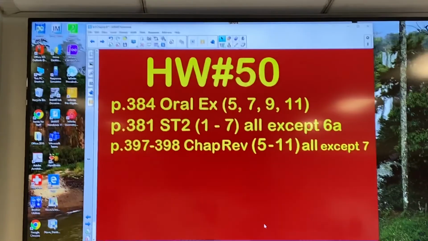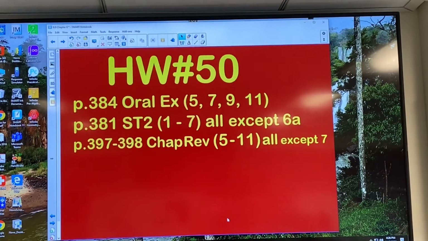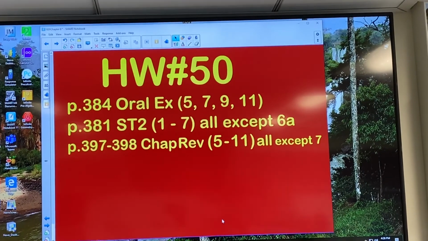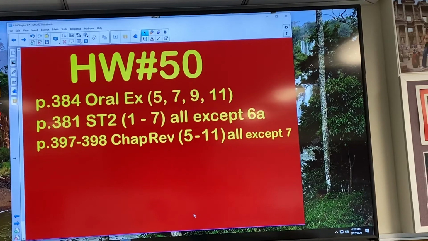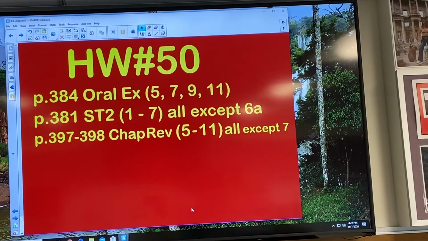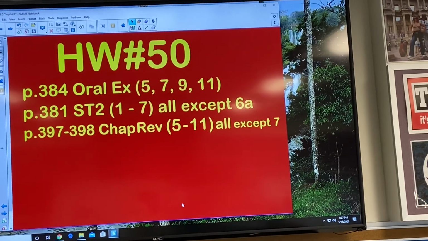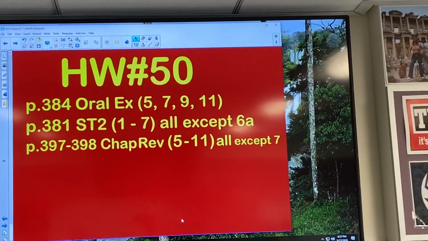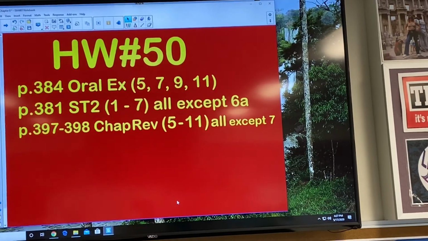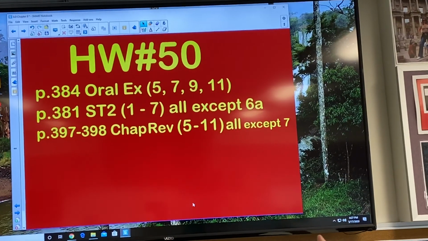First page, page 384, oral exercises 5, 7, 9, and 11. Now, oral exercises tell you find the possible rational solutions. Then on that same page, the written exercises say now go ahead and use that to solve the equations. I'm not making you do that part right now. I'm just having you list the possible rational solutions. If you want to go ahead and solve it just for fun, go ahead, but you don't have to. Then page 381, self-test 2, 1 to 7, all except 6A.